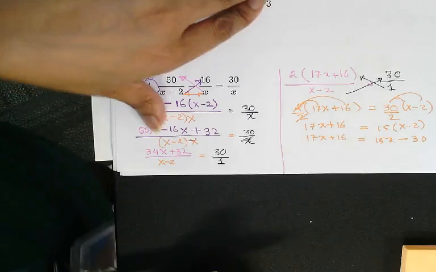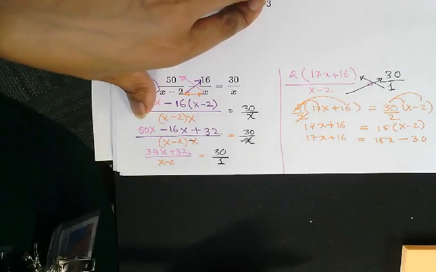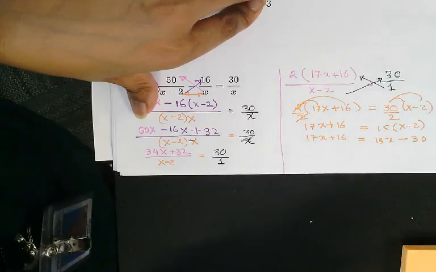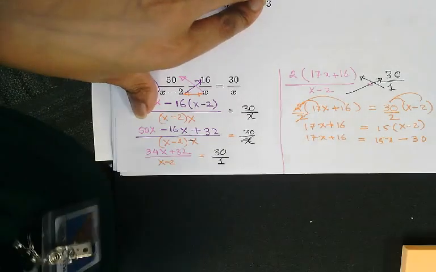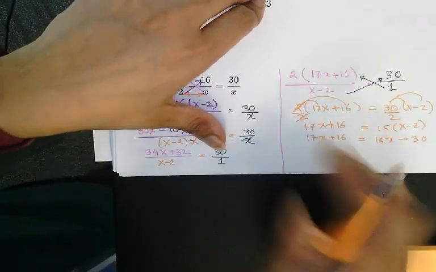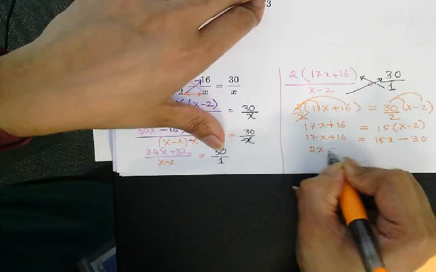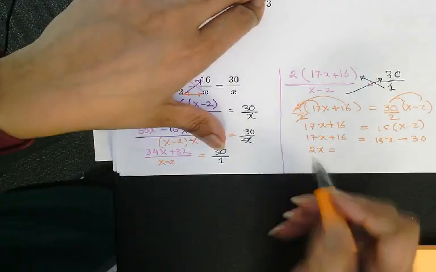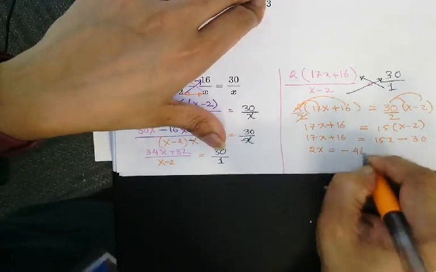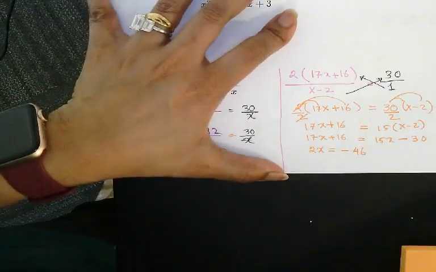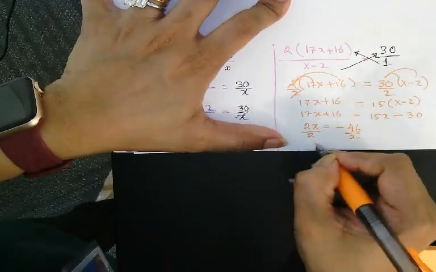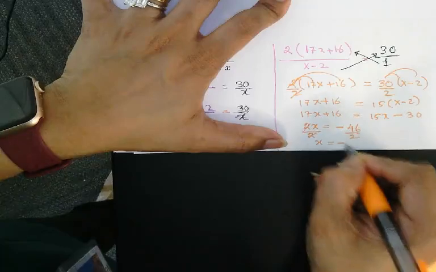What should I do? Say it again. It's a linear. So bring x on one side, number on the other side. It's going to solve it for you. So 17 minus 15x, it's going to be 2x is equal to, move the 16 on the other side, it's going to be negative 46. What do I do? X is going to be equal to negative 23.